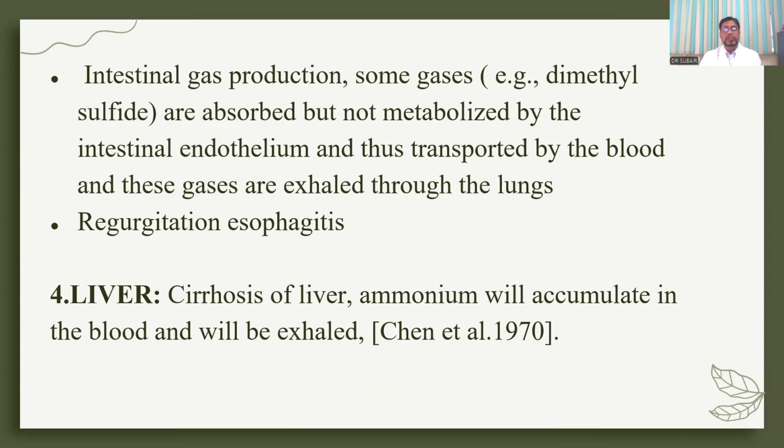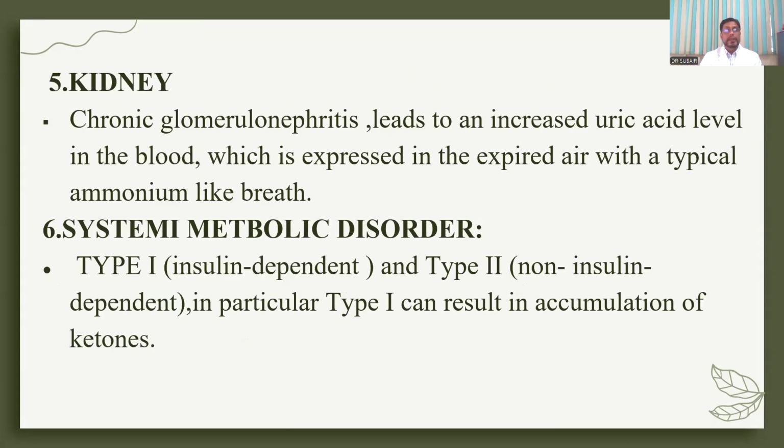The liver: in cirrhosis of the liver, ammonia will accumulate in the blood and will be exhaled. This is also called fetor hepaticus. That is, cirrhosis of the liver may lead to fetor hepaticus. The malodor produced by liver cirrhosis is the ammonia smell, called fetor hepaticus. Kidney related: chronic glomerulonephritis leads to an increase in the uric acid in the blood, which is expressed in the expired air with the typical ammonia-like breath.